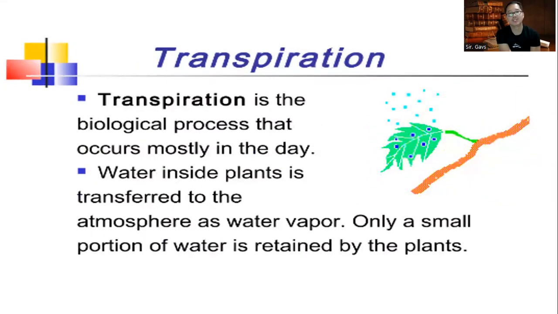Next, we have transpiration. It is the evaporation of water that occurs inside the plant. It is being transferred to the atmosphere as water vapor. So if the heat from the sun strikes the plants and water is transferred to the atmosphere by evaporation from the plants, it is called transpiration. It is not directly evaporating from the ground; rather, it evaporates from the plants. That is transpiration.